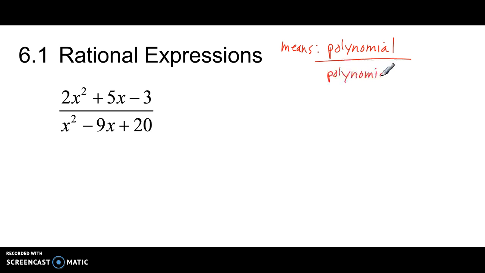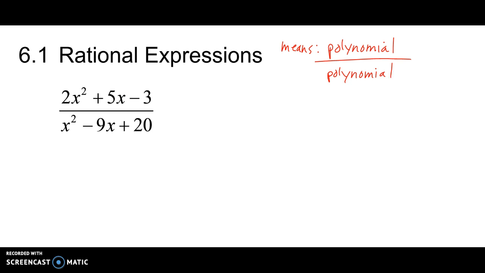So you can think of this as learning about polynomials and then taking it one more step. You already know what polynomials are, you know how to plug into them, you know how to factor them, you know a lot of things about polynomials. Now we take it one extra step by writing fractions using polynomials. So that's the basic definition. Here's an example. 2x squared plus 5x minus 3, that's a polynomial. x squared minus 9x plus 20, that's also a polynomial.